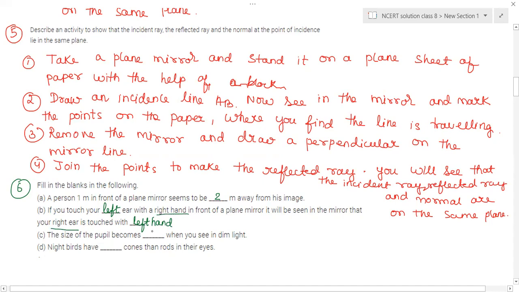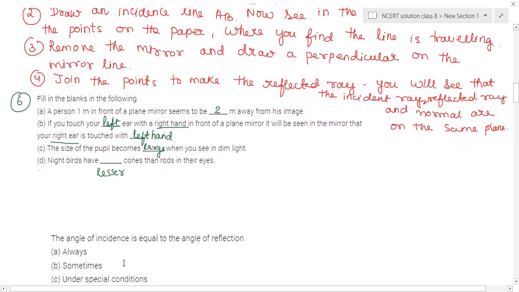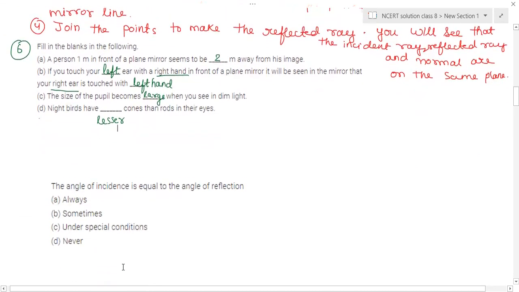See, the size of the pupil becomes dash when you see in dim light. It has to enlarge, right? So it becomes large when you see in dim light. Last question of this part. Night birds have dash cones than rods in their eyes. They have lesser cones because it is more to do with dullness or dimness of light and not with color. Okay. So lesser cones than rods in their eyes.